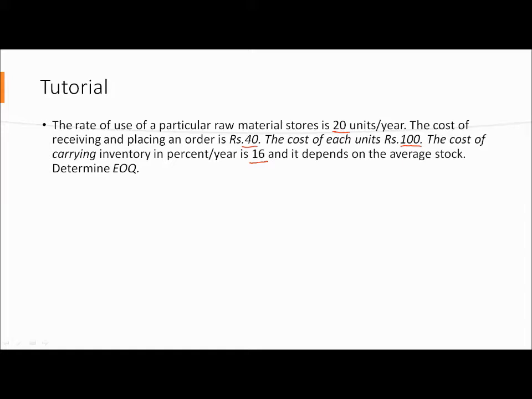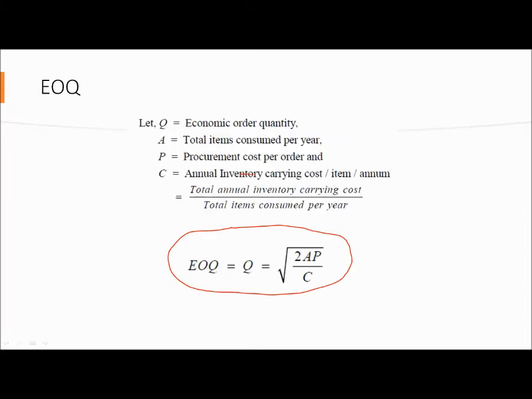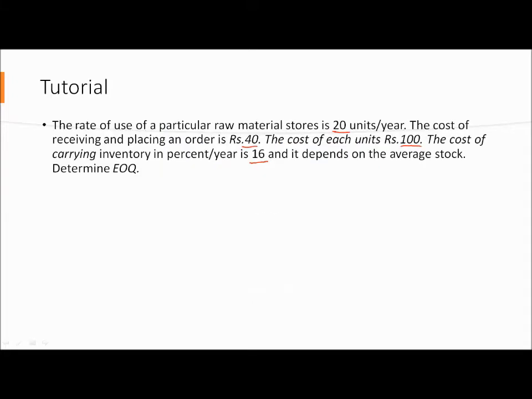Determine the EOQ. From the previous slide, we know EOQ, Q, is equal to root of 2AP divided by C. What is A? A is the total items consumed per year, P is the procurement cost, and C is the annual inventory carrying cost per annum. Okay, now let's start doing it.